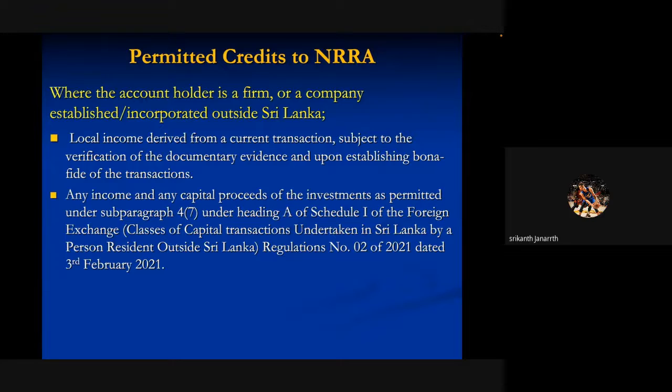Any income, any capital, yes. I think this is the same regulation 4.7 I told you about. If they made some investment long ago, whatever amounts belong to them, that investment amount can come into the NRRA, subject to the limit of 30,000 that they can remit. So that income can come into the NRRA. You know what the 4.7 rule is, right? There's no record found of when they made the investment. Now whatever the income or capital proceeds can come into the NRRA account.